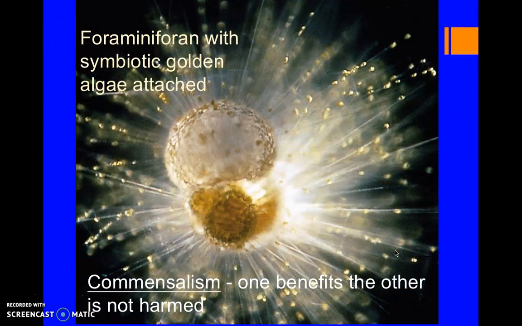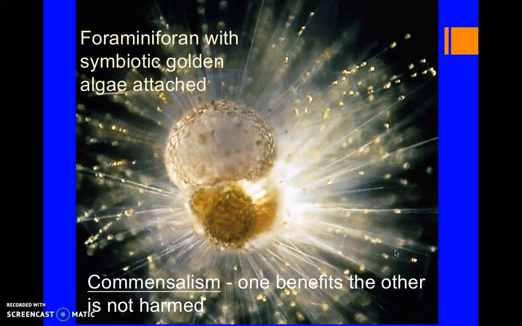A second category of symbiotic relationship is commensalism. In commensalism, one partner benefits, but the other one is not harmed. And a nice, actually aesthetically pleasing, at least I think, image of a commensalistic symbiotic relationship is this foraminifera. The foraminifera is the globular looking structure in the center of this photo. It's actually a single-celled organism that has a shell as an outer covering.